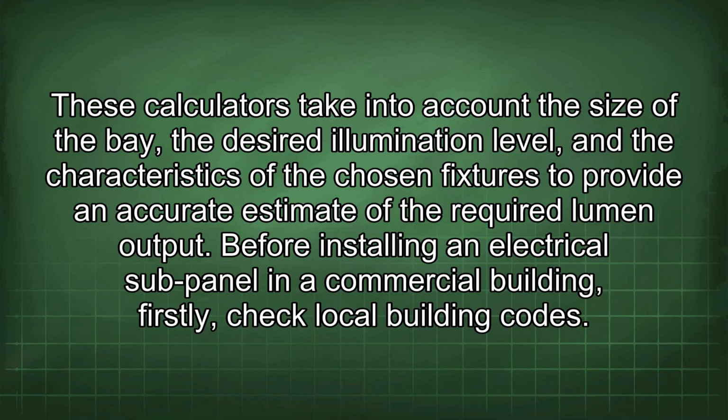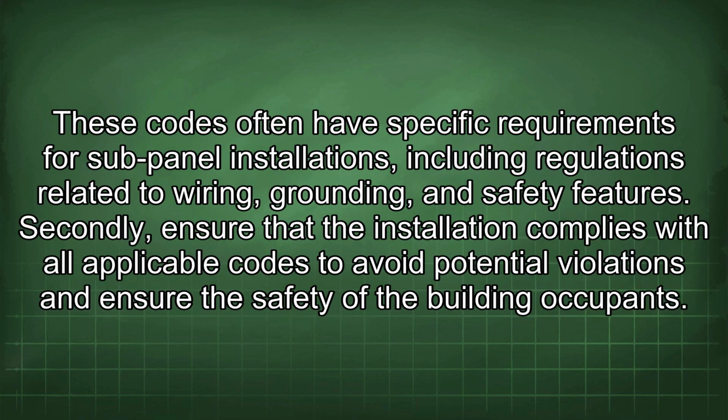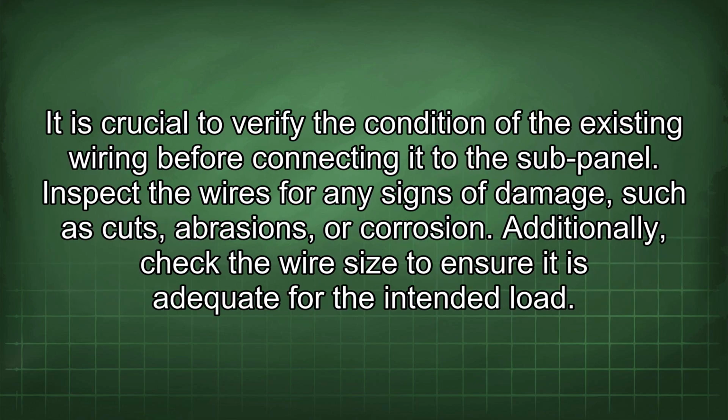Before installing an electrical subpanel in a commercial building, firstly, check local building codes. These codes often have specific requirements for subpanel installations, including regulations related to wiring, grounding, and safety features. Secondly, ensure that the installation complies with all applicable codes to avoid potential violations and ensure the safety of the building occupants. It is crucial to verify the condition of the existing wiring before connecting it to the subpanel.